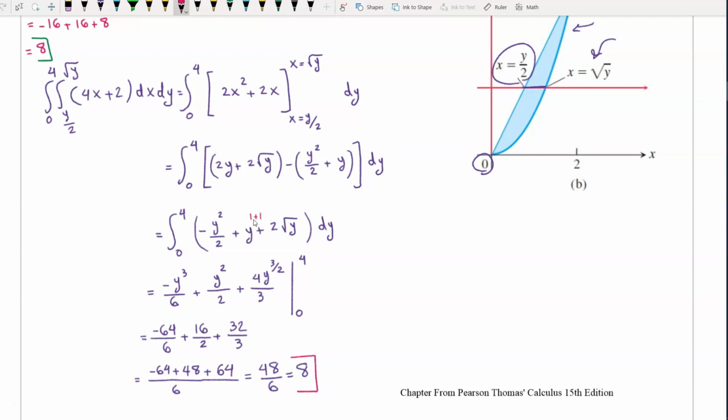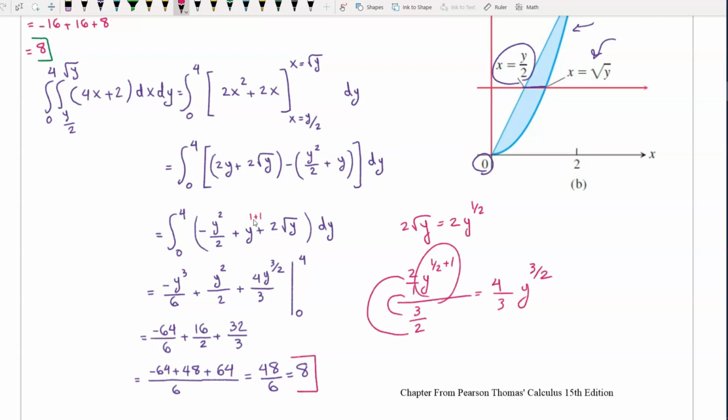Then plus, here our power is 1. So add 1, we have 2, and then divide by the same number, it is y squared divided by 2. And then plus, here is 2 times square root of y, so that is 2 times y with power 1 over 2. So integrate, here we have y power is 1 over 2 plus 1. And then divide by, so the power is 3 over 2, divide by 3 over 2. So this is equal to 2 over 1, multiply. Outer, it is 2 times 2, it is 4, divided by inner, it is 1 times 3. And then here we have y power 3 over 2. So this is what we have, it is 4 over 3 times y power 3 over 2. And this is from 0 to 4.